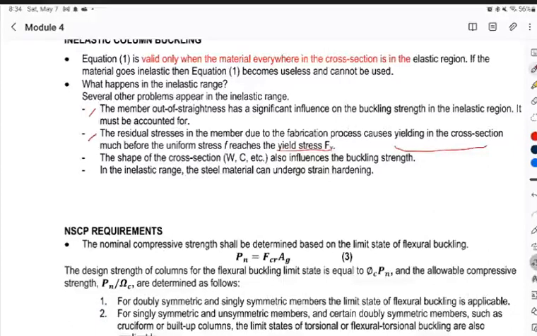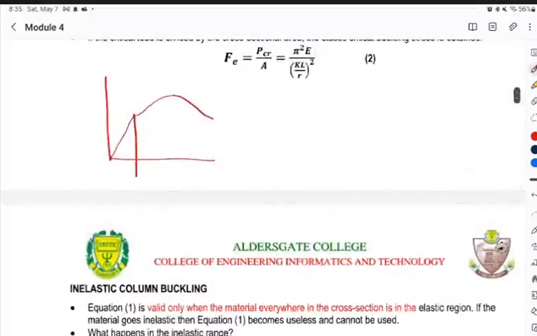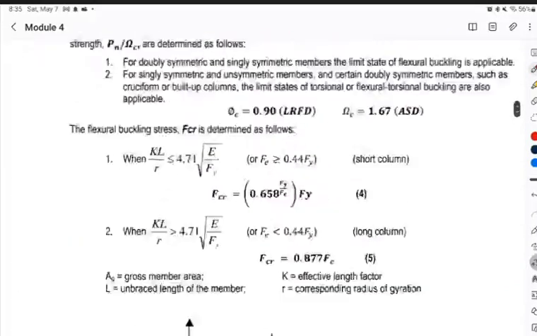Okay? And then the shape of the cross-section will also influence the buckling strength, whether we use W sections, C sections, or any other section. So in the inelastic range, the material, okay, our steel material, will undergo strain hardening. Okay, dito. Ito, this is elastic range. Okay, and then the other part is now inelastic. And in this case, magkakaroon na siya ng strain hardening.